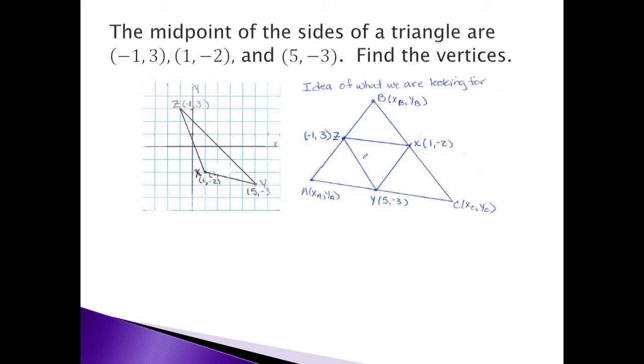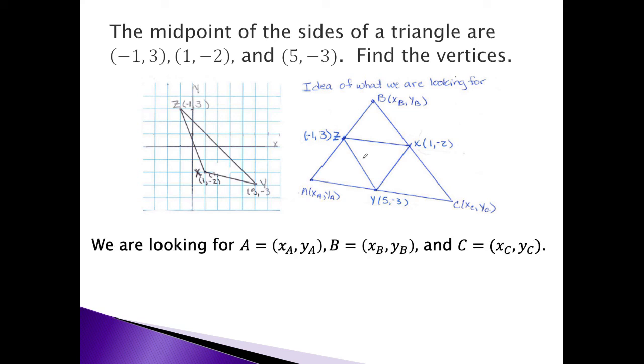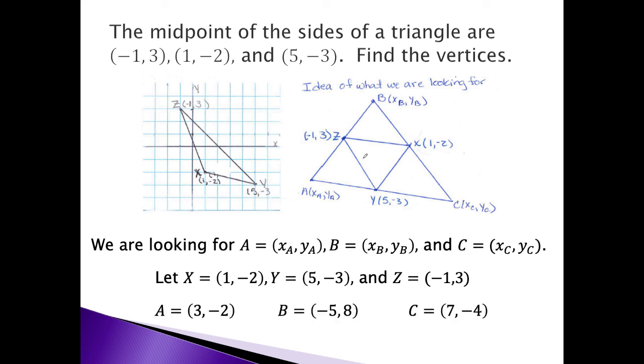Find the vertices. We are looking for a equals (xa, ya), b equals (xb, yb), c equals (xc, yc). And we found that x is (1, -2), y is (5, -3), and z is (-1, 3). And then from all the algebra, we found that a equals (3, -2), b equals (-5, 8), and c equals (7, -4). Please let me know if you have any questions.